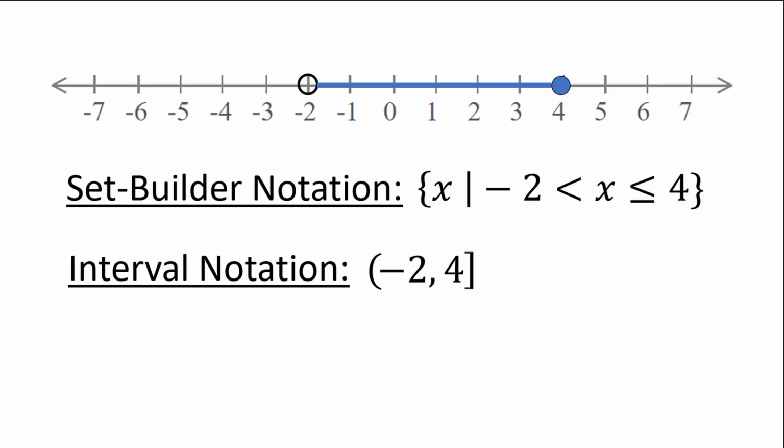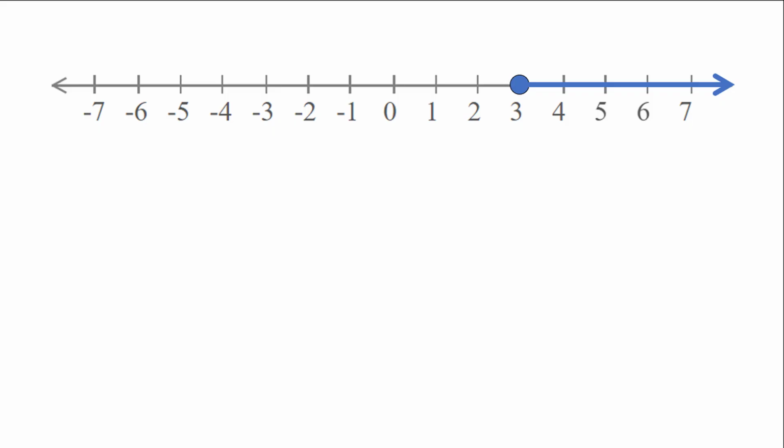Sometimes you might want to specify an unbounded interval using either set builder or interval notation. By unbounded, I mean that the interval starts at a real number on the number line and then either increases forever towards positive infinity or decreases forever towards negative infinity. For example, this interval ranges from 3 to positive infinity and includes the number 3, indicated by the closed circle.